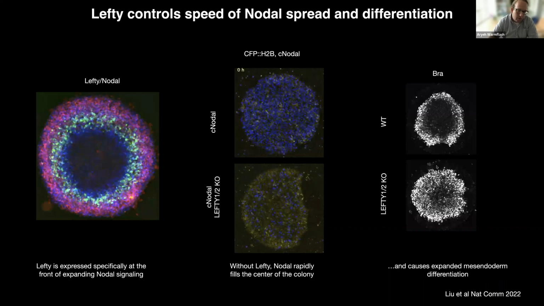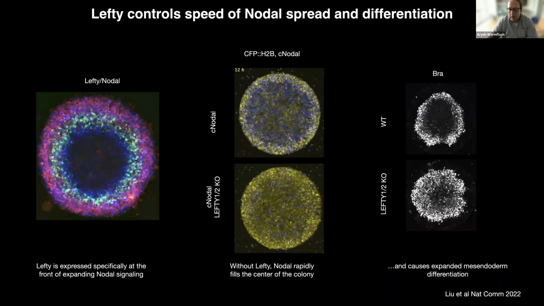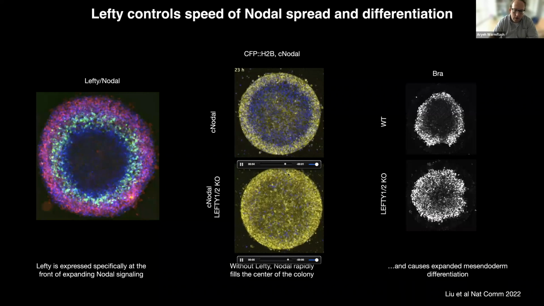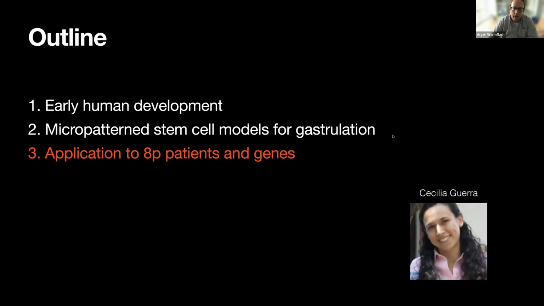So we've done a lot with this system, a lot that I didn't have time to talk about, but this sort of summarizes where we are currently. And in the last few minutes, I'd like to tell you about our very recent project where we've applied this system to at least one patient cell line and now to one gene on 8P, with more in progress. And I should mention that this is all the work of a technician in the lab, Cecilia Guerra, who's on this call now as well, I think.